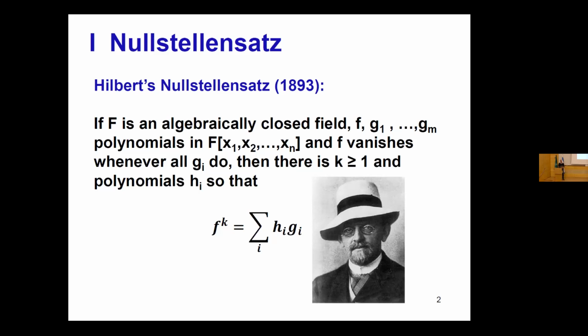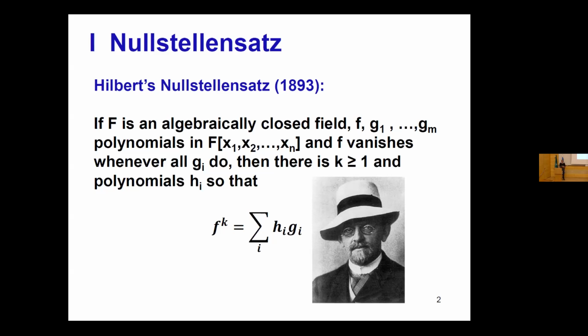Or saying it more explicitly, if we have this polynomial f of x1 up to xn, and we have m other polynomials generating an ideal, g1 up to gm, then if whenever all the gi vanish, so does f, then some power of f is a linear combination with polynomial coefficients of the polynomials gi.